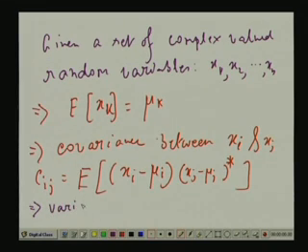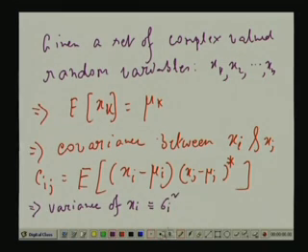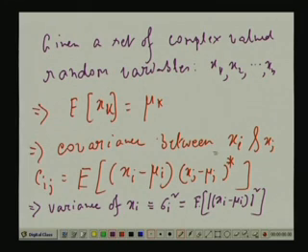Variance of x i, equal to say sigma i square, is what? Expected value of x i minus mu i times again x i minus mu i star, which makes it this. Because a complex number and its own conjugate multiplied gives us the mod square, and mod square means it is a real function. It is happening because of this star. So this is a variance, this is a covariance.